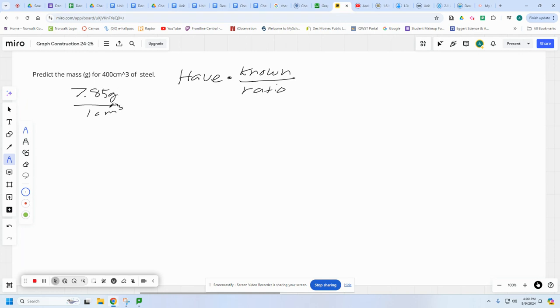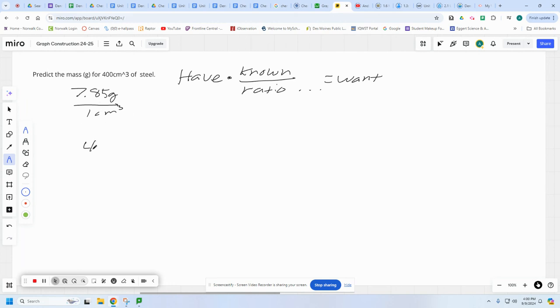So anytime you're doing a problem that requires mass and volume, you're going to need a density for that substance. But after you take what you have times some known ratio, you may need to do more than one known ratio tagged in there to cancel all the units you no longer want. And then eventually your goal is to get to some unit quantity that you want. So let's go back to the problem.